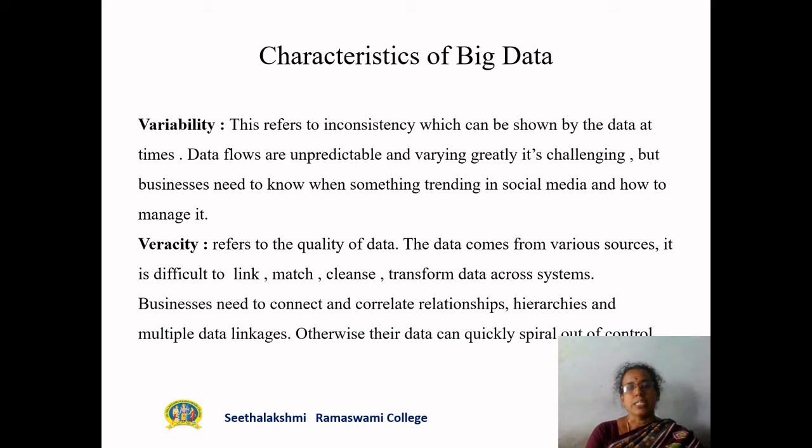Next V is variability. This refers to inconsistency which can be shown by the data at times. Data flows are unpredictable and vary greatly. It's challenging, but businesses need to know when something is trending in social media and how to manage it.